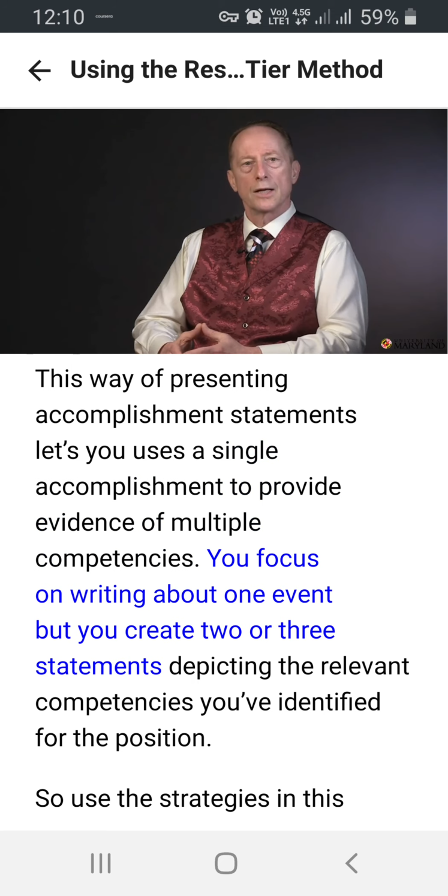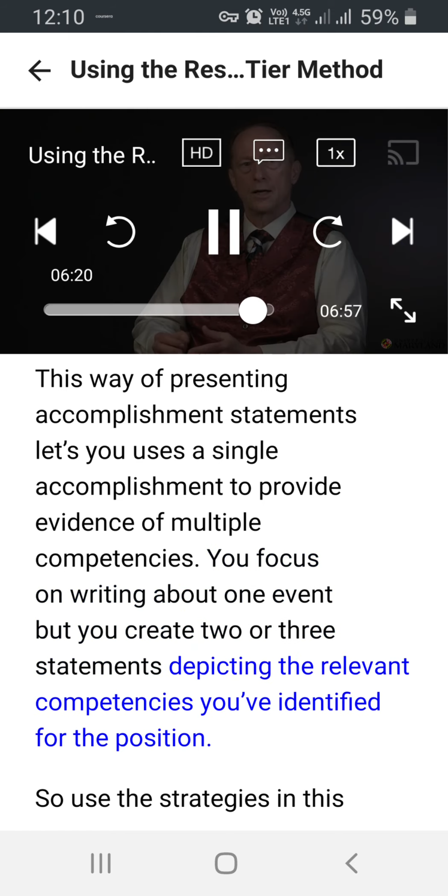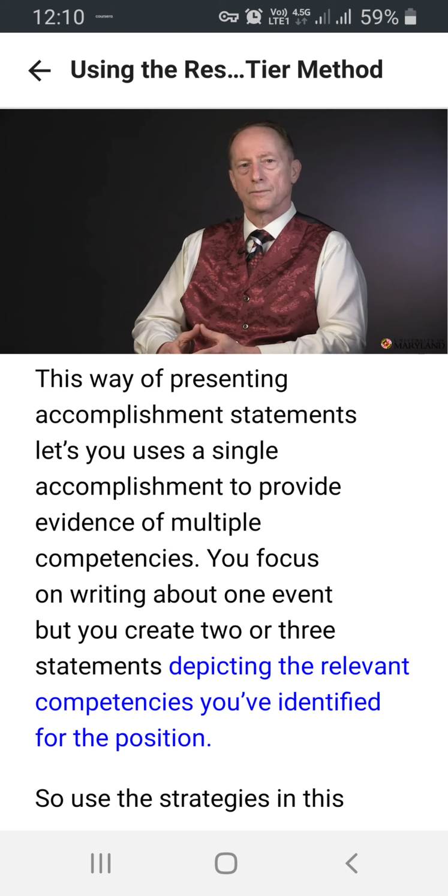You focus on writing about one event, but you create 2 or 3 statements depicting the relevant competencies you've identified for the position.